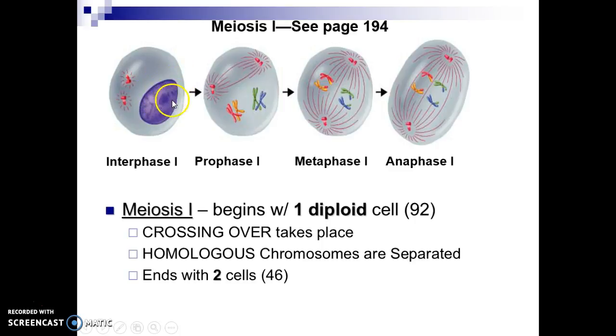That's just like mitosis. But in mitosis, we do not have homologous pairs forming tetrads. That doesn't happen, and crossing over doesn't occur. So there's 2 differences right there in prophase.